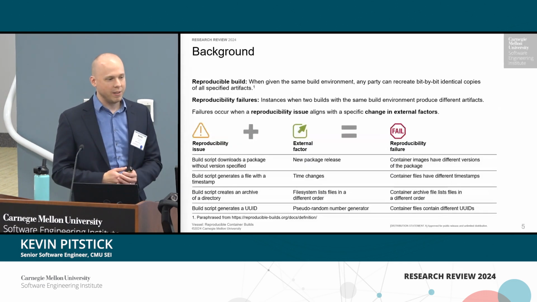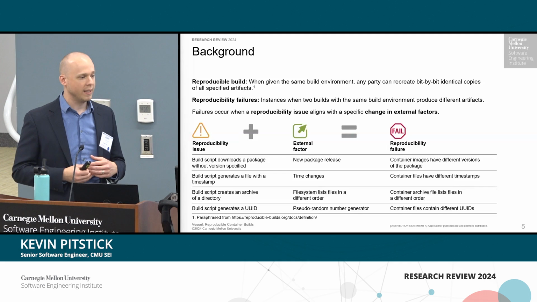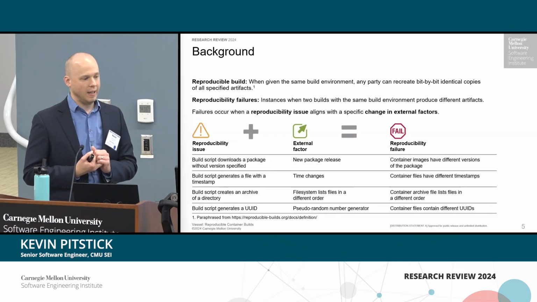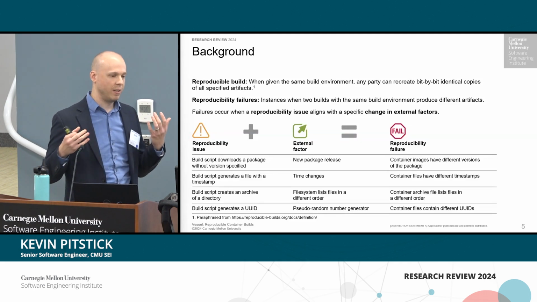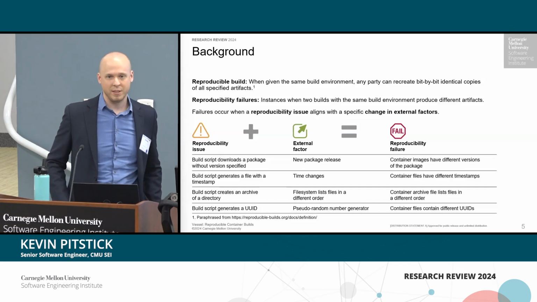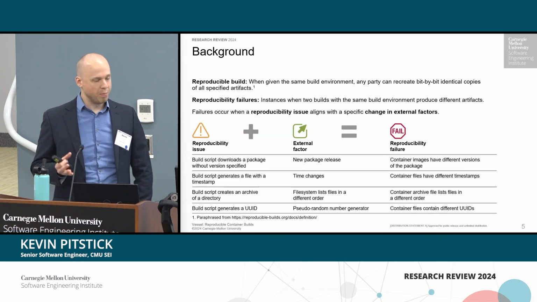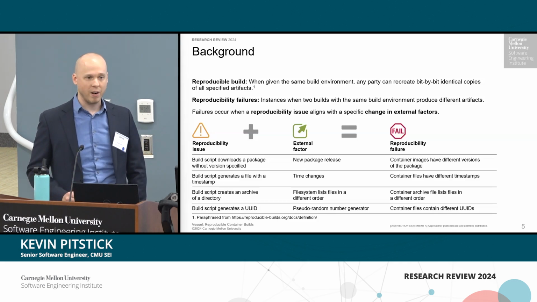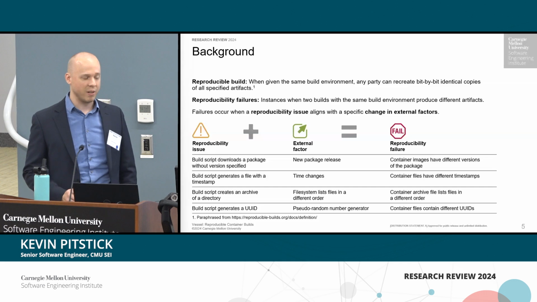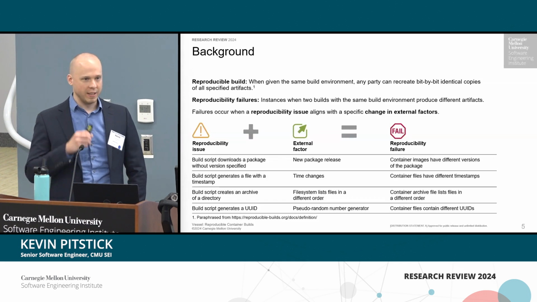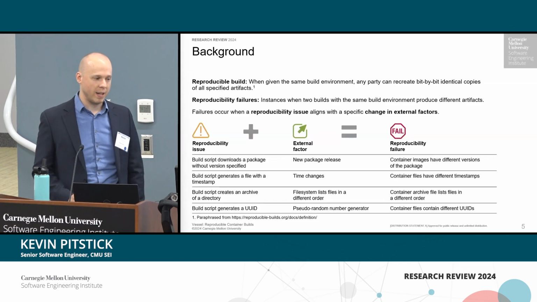So a little bit of background just to get on the same page terminology-wise. Reproducible build: given the same build environment, you can create bit-by-bit identical copies of all artifacts. As we'll talk about a little bit, bit-for-bit reproducibility may not always be reasonable. It may not always be desirable. But it's at least the baseline starting point that we talk about.